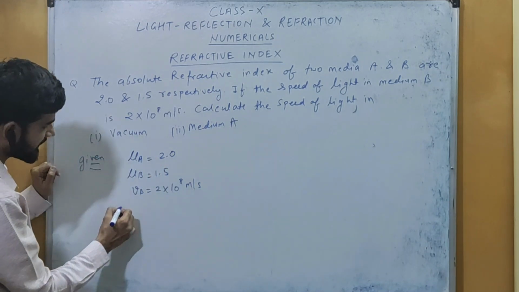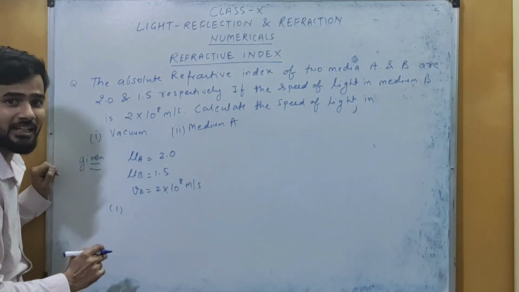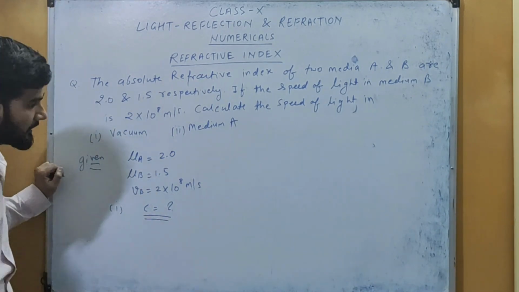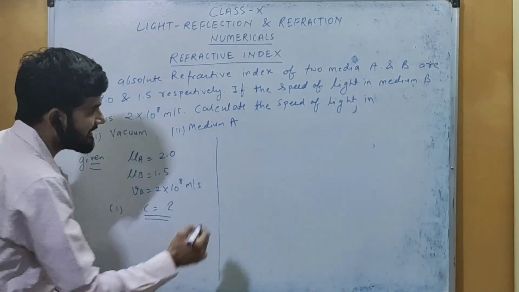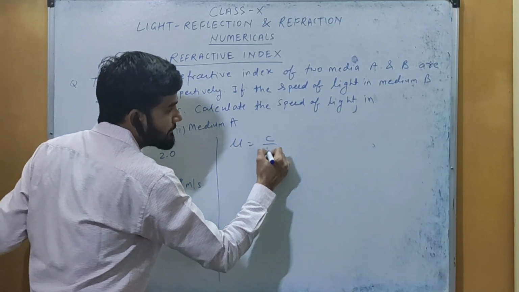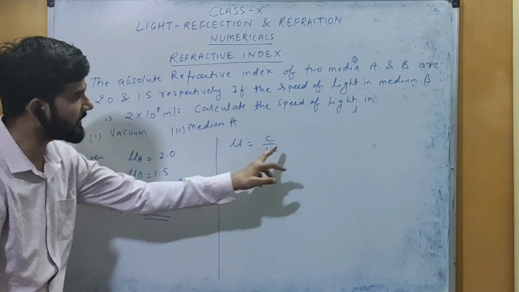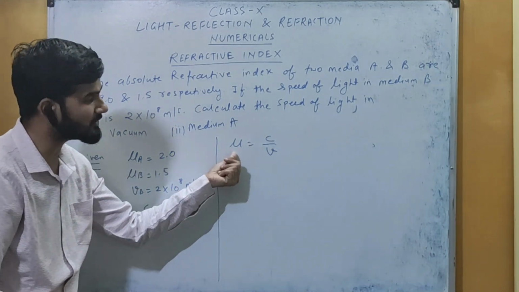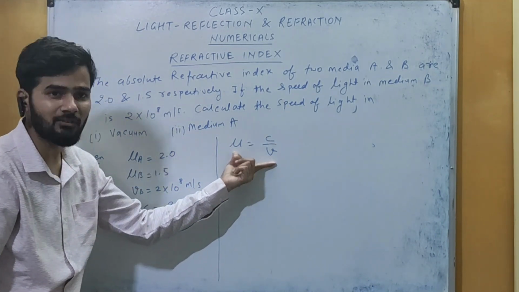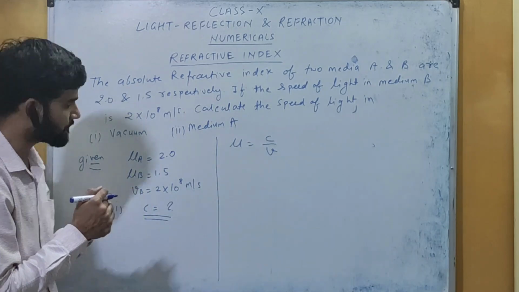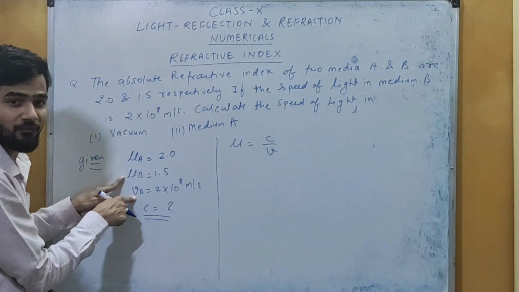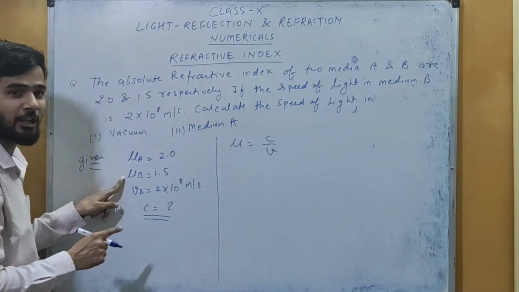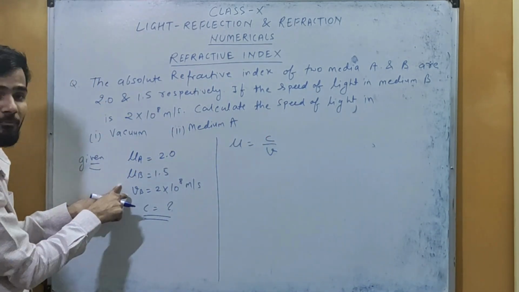Now we have to find first the speed of light in vacuum, that is C. The basic formula for refractive index is mu equals C by V. Now we have to find C, and we have to see which values of mu and V are given, and for which medium. Here you can see mu B and VB, that is for the second medium, medium B, are given. So we can find the value of C from the data of medium B.